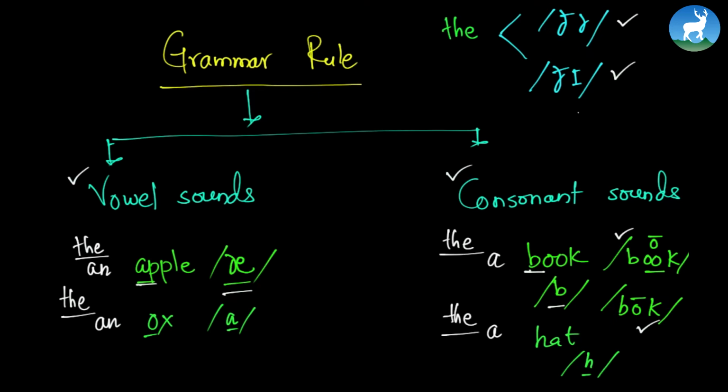A or an. A is followed by a consonant sounding word, while an is followed by a vowel sounding word. So this is the basic grammar rule. Now let us study some more examples, and it's very simple, by the way.